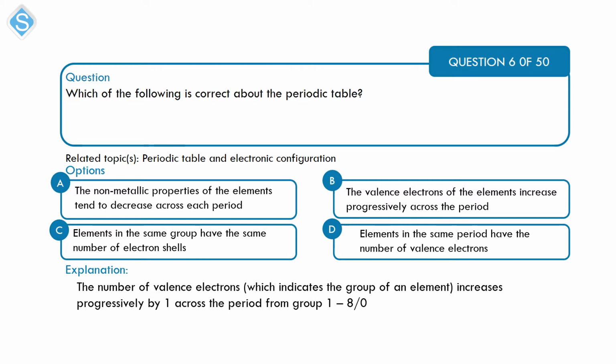The valence electrons of the elements increase across the period. When you go across the period, you're moving from group 1 to group 2 to group 3, and as you're going, the valence electron is increasing. Like we said, the valence electron is what determines the group to which an element belongs. So group 1, they have 1 valence electron. Group 2, they have 2. And so as you move across the period from 1 to 8, the valence electron is increasing, and that makes option B the correct option.